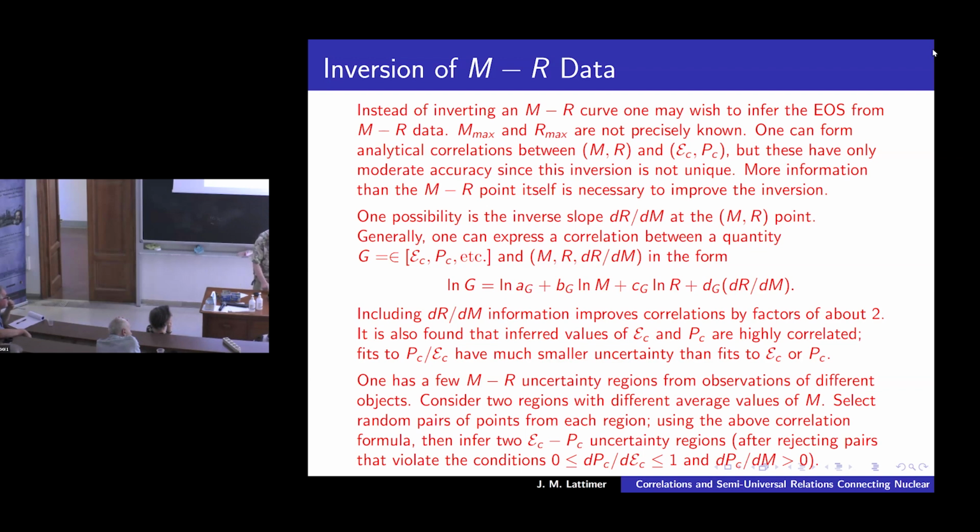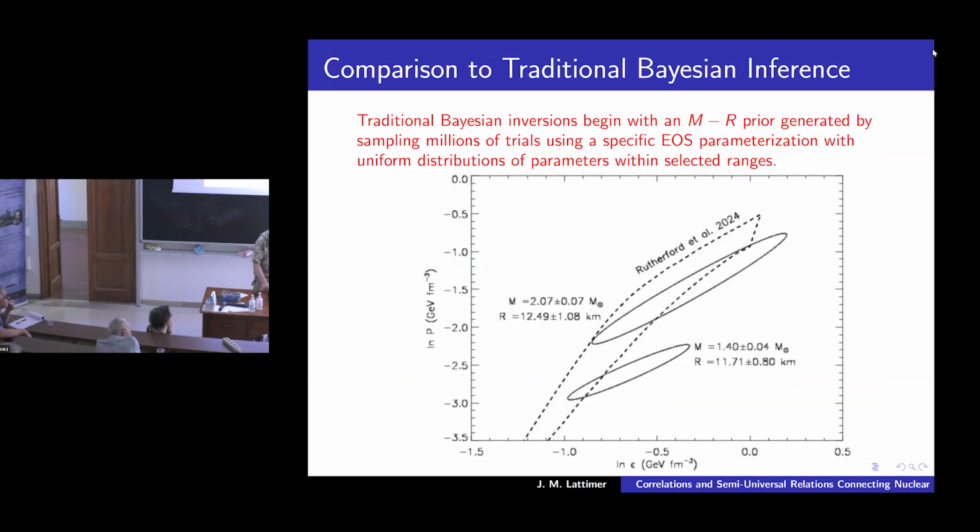So in particular, if you have two different mass radius measurements. For example, the 2 solar mass star measurement can be approximated as a double Gaussian with an uncertainty in mass of about 0.07 solar masses and radius of 1 kilometer. And the J0437 star, which is a 1.4 solar mass star with pretty good precision, has a radius of 11.7 with about a 0.8 kilometer uncertainty.